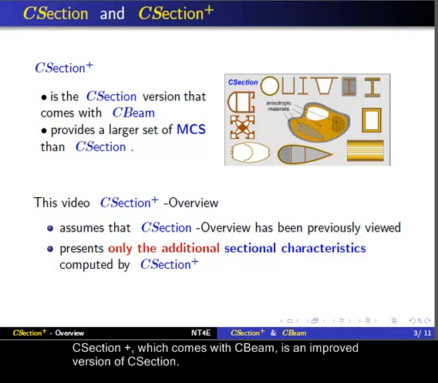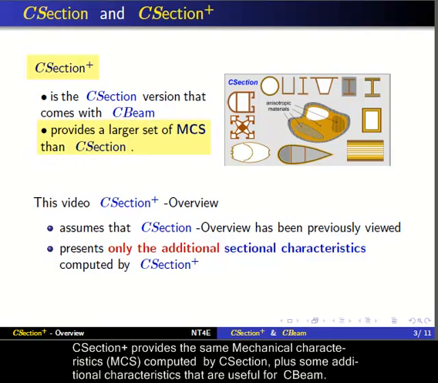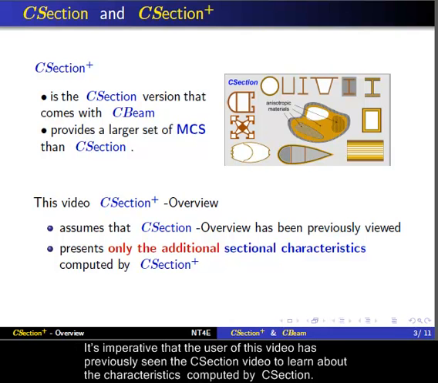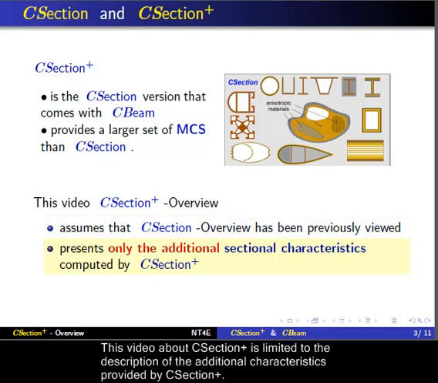CSection Plus, which comes with CBeam, is an improved version of CSection. CSection Plus provides the same mechanical characteristics computed by CSection, plus some additional characteristics that are useful for CBeam. It's imperative that the user of this video has previously seen the CSection video to learn about the characteristics computed by CSection. This video about CSection Plus is limited to the description of the additional characteristics provided by CSection Plus.